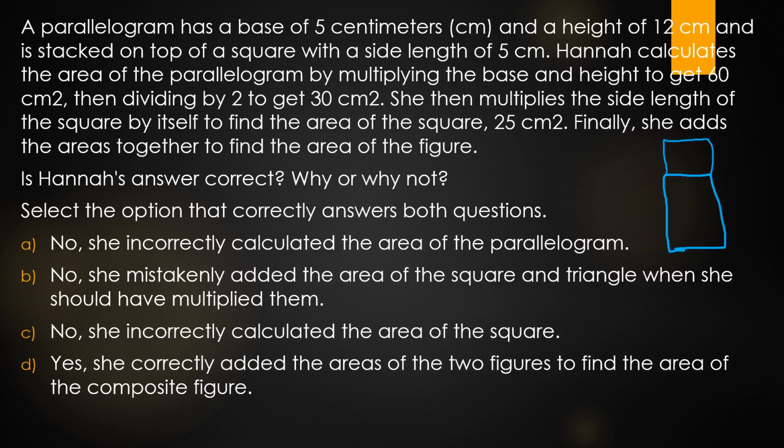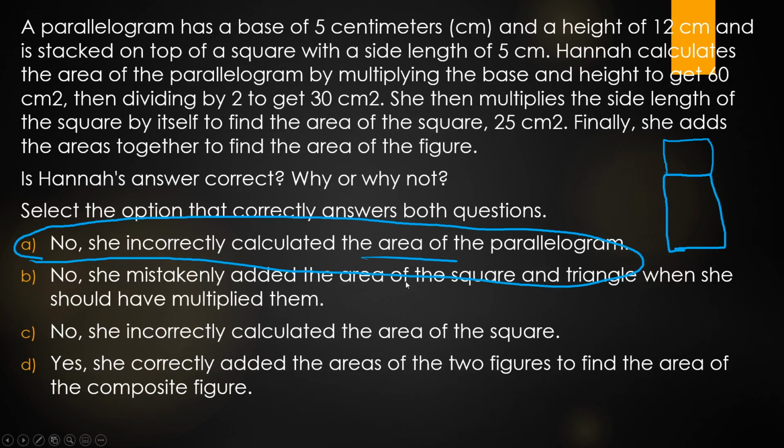So I'm going to say no, she did not calculate the area correctly. The area that she found is wrong because we didn't have a triangle, we had a rectangle and a square. So she incorrectly calculated the area. So that is where Hannah made her mistake.